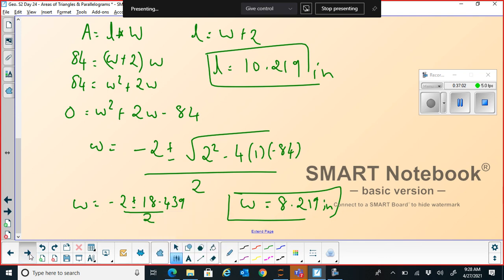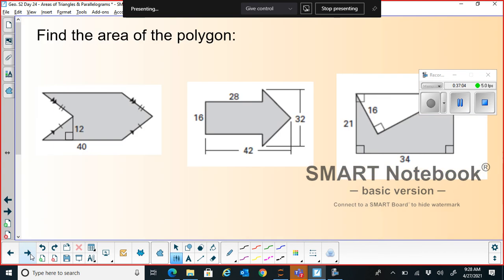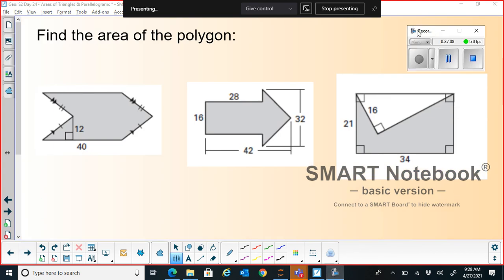Let's move to our last slide. Okay, this is a composite figure, and they want us to find the area of the shaded figures for each of them. All of you just try to find the area of these particular figures, and then we will go over the solution real quick, and I'll give the rest of the time after we complete that. Okay.